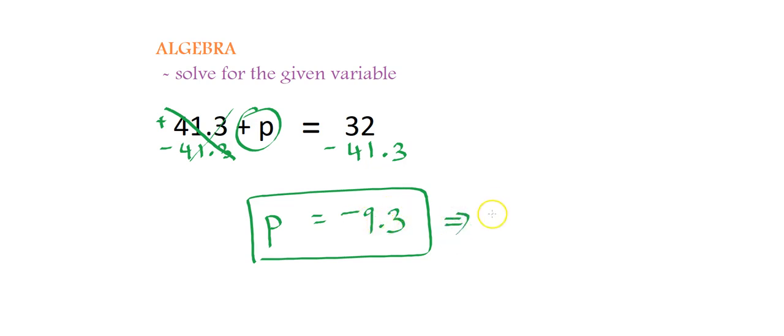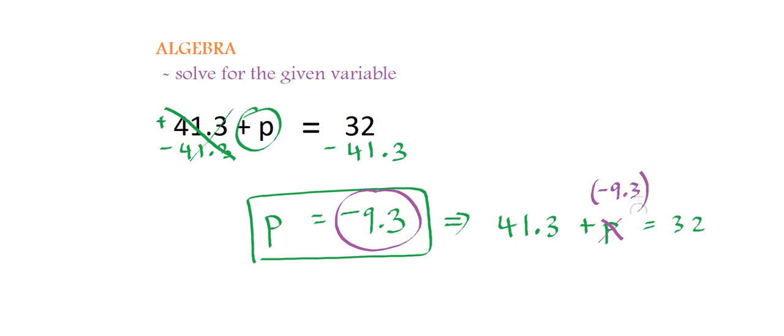So let's check. And we check by using substitution, right? So plus p equals 32. The way we substitute is we take out the variable and we substitute in its value. Now we think this is worth minus 9.3. So what this means is 41.3 plus minus 9.3. So plus minus is effectively minus 9.3. And that should be 32.